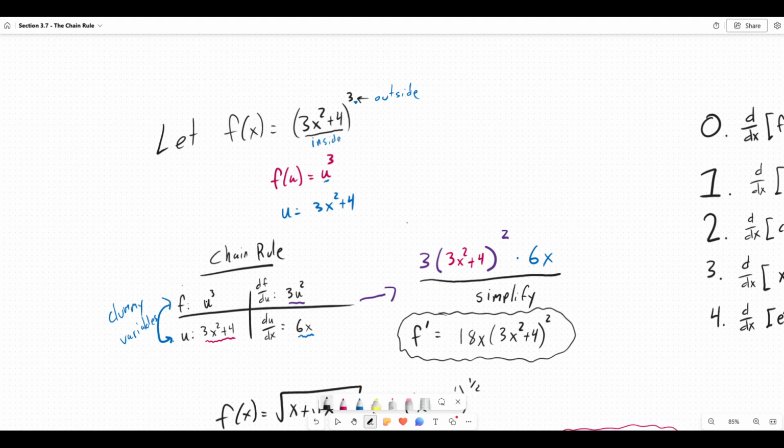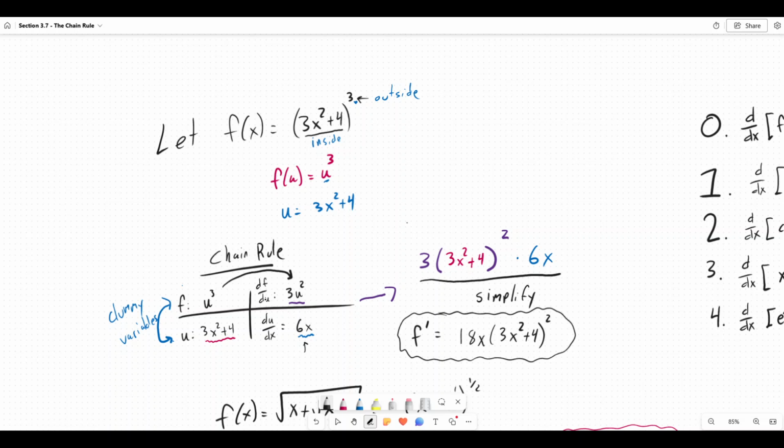Okay? Now, what is the derivative of something cubed? Well, that's the power rule. We bring down the 3 and reduce it by 1. We get 3 times something squared. And what's the derivative of 3x squared plus 4? Well, this one is again a power rule. We get 6x. The important thing is the composition.